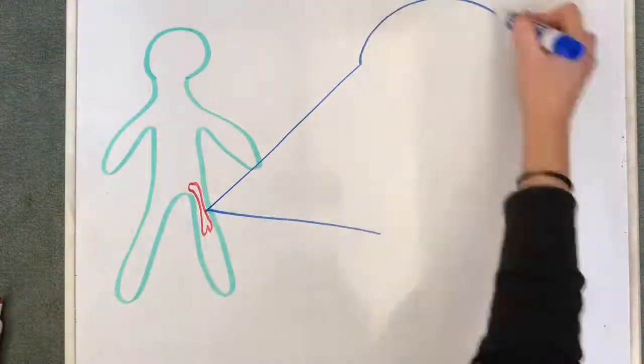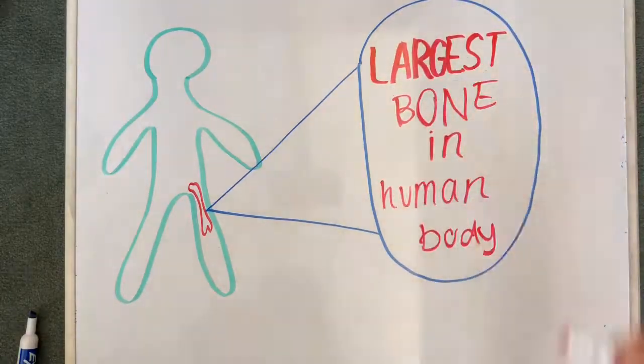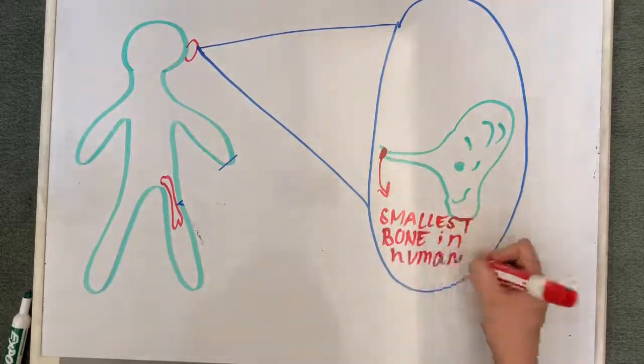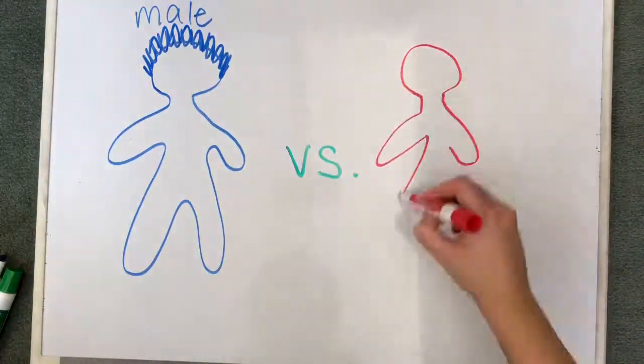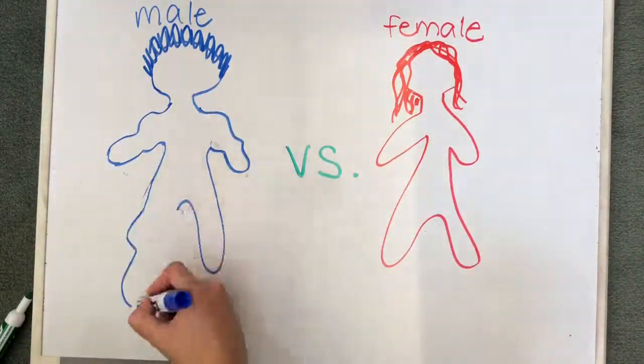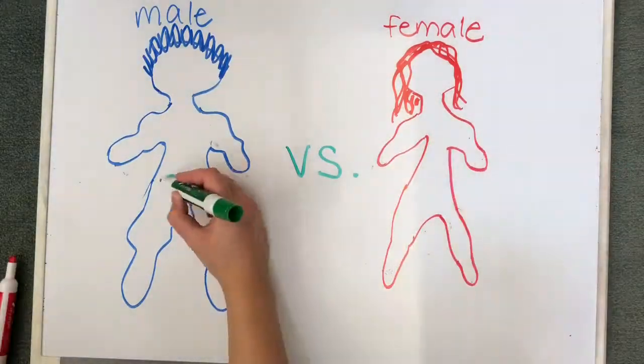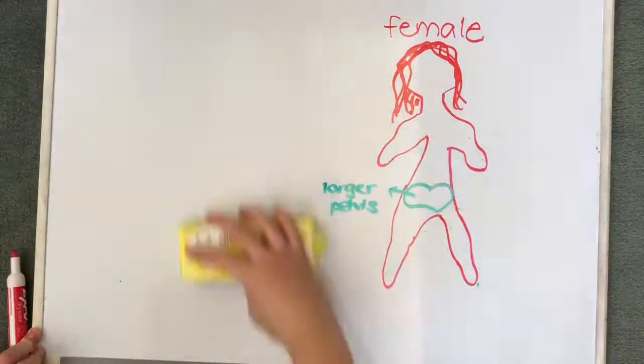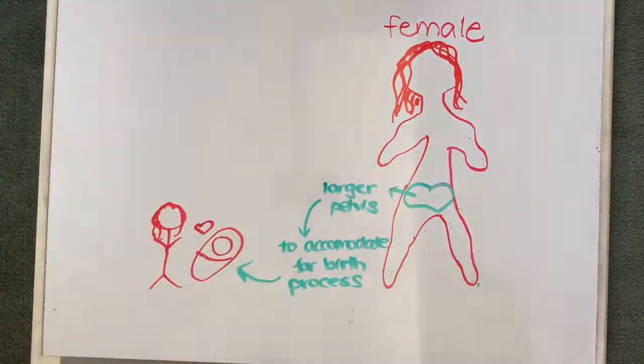Bones of the human skeleton come in many different sizes, the longest being the femur, and the smallest is a stirrup bone found inside the ear. Between male and female, there are slight differences between their skeletons, as males tend to have slightly thicker and longer legs and arms, whereas females tend to have a wider pelvis to accommodate the birth process.